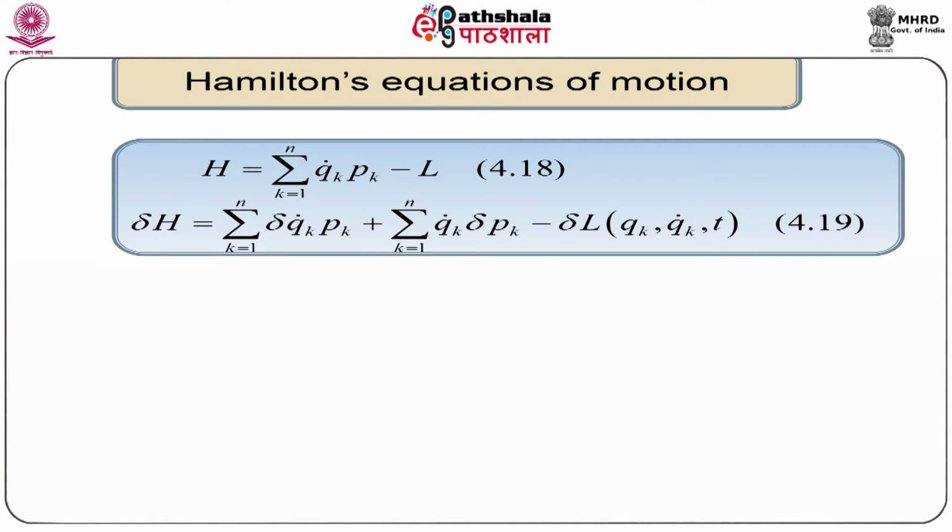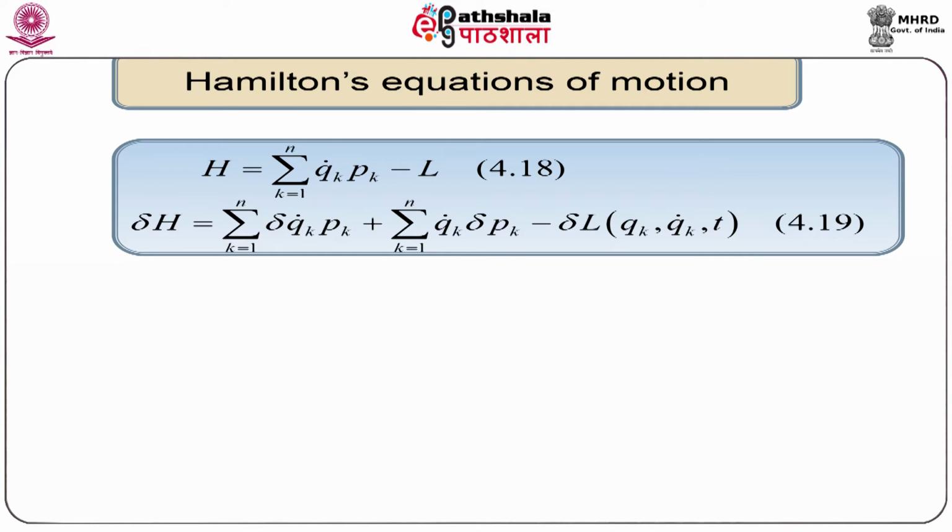First of all, Hamilton's equations of motion. In our previous module, that is module 2 of chapter 4, we have defined the Hamiltonian. The Hamiltonian H is given by the summation k equal to 1 to n of qk dot into pk minus capital L, which is a function of generalized coordinate qk, generalized velocity qk dot and time t.